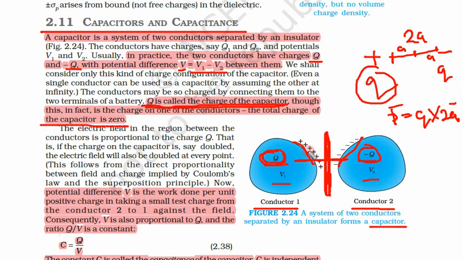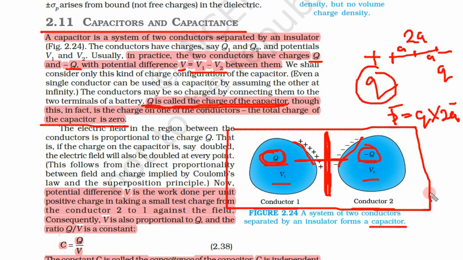So these two conductors form a capacitor. Since this is positive Q and this is negative Q, the total charge on a capacitor is always 0, but Q is called the charge of the capacitor. Why? Because one side is positively charged and another side is negatively charged. So that's why it is called the charge on the capacitor.